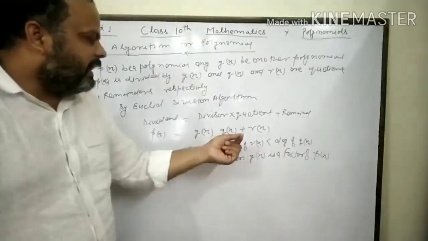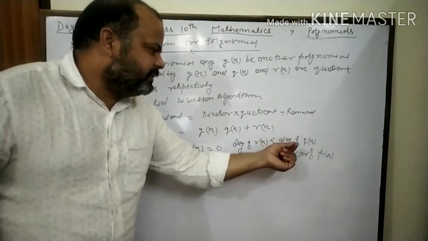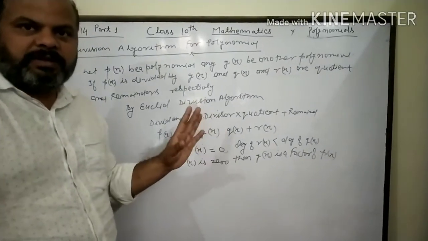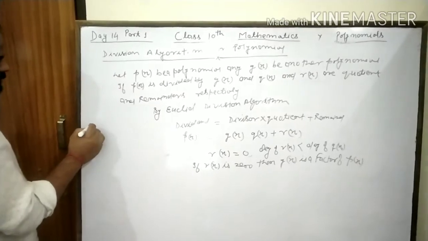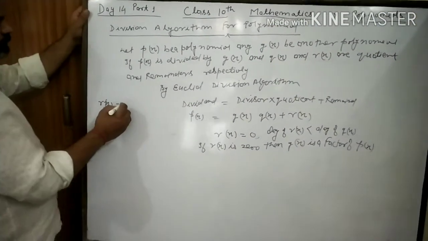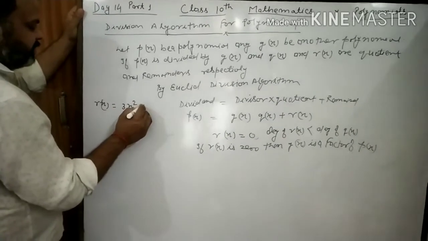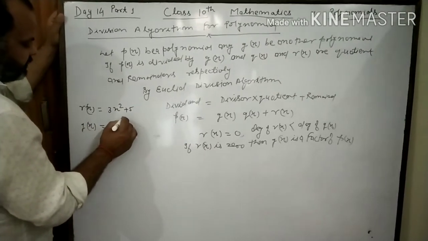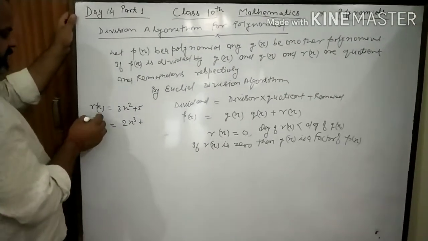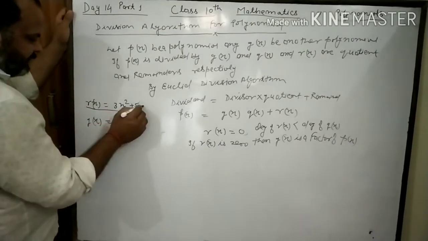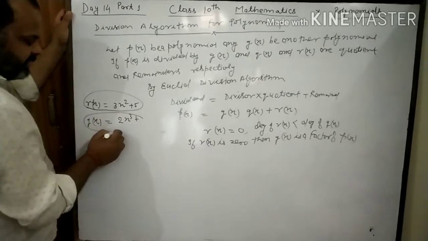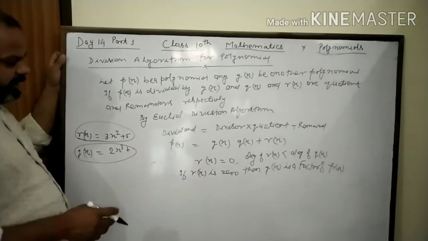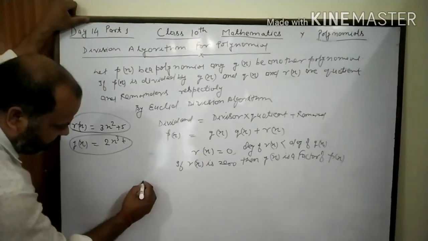Suppose in the Rx there is x to the power 1, then in Gx there is x square. Suppose Rx is equal to 3x square plus 5, then the degree of Gx is 2x cube and something. The degree of Rx is always less than the degree of Gx, then our process is correct, otherwise it is incorrect.